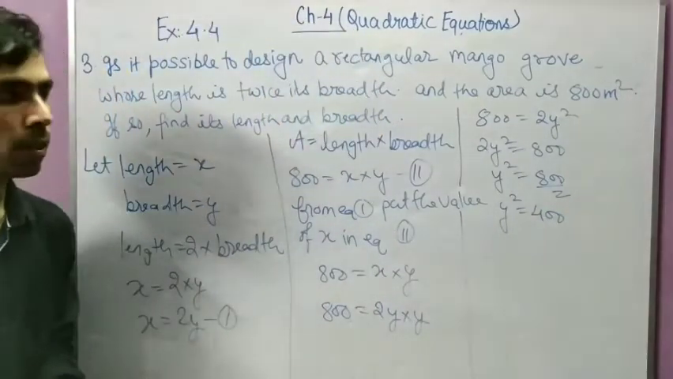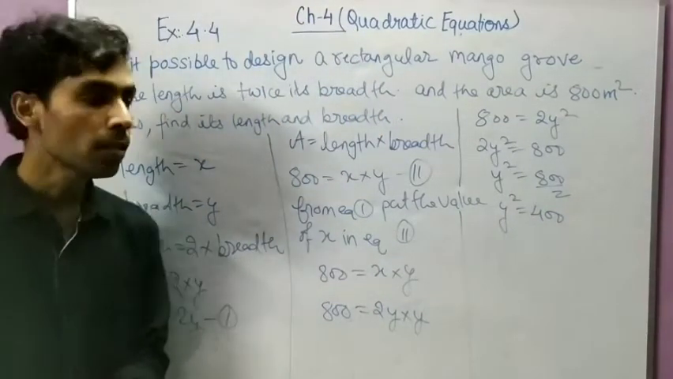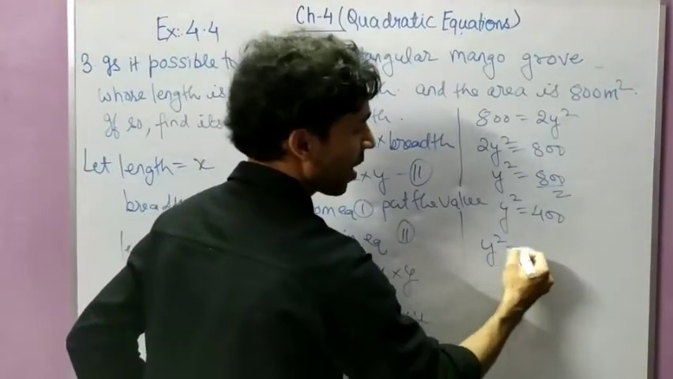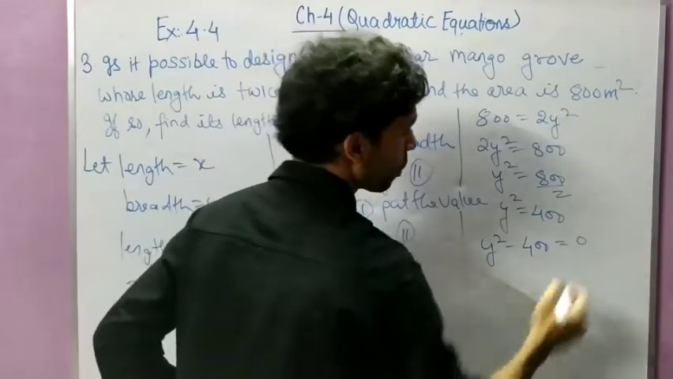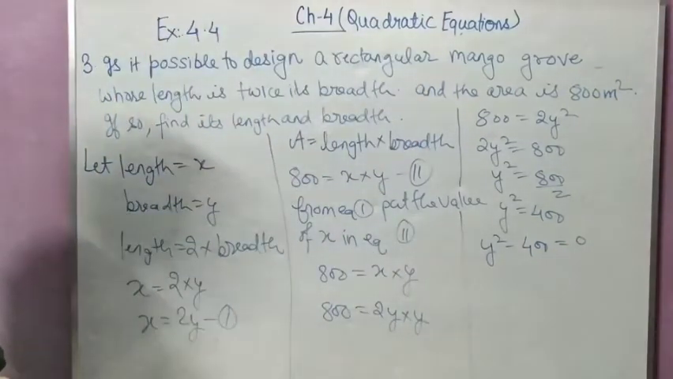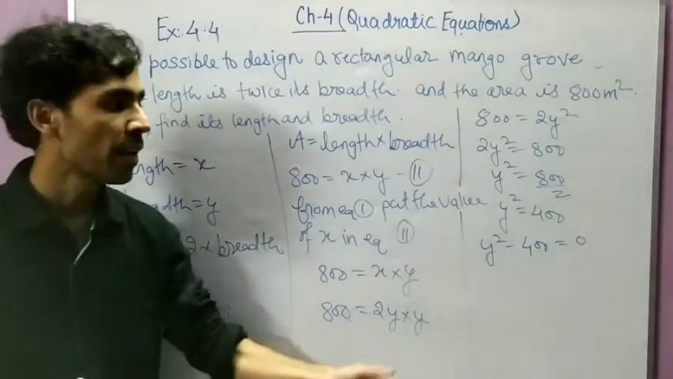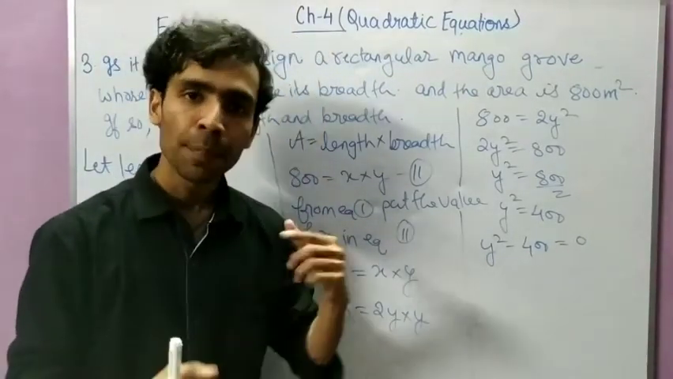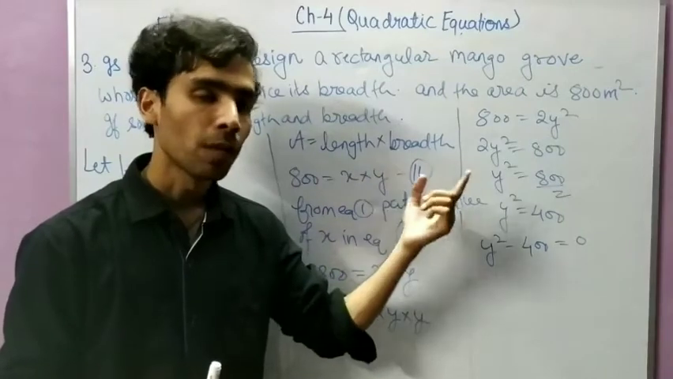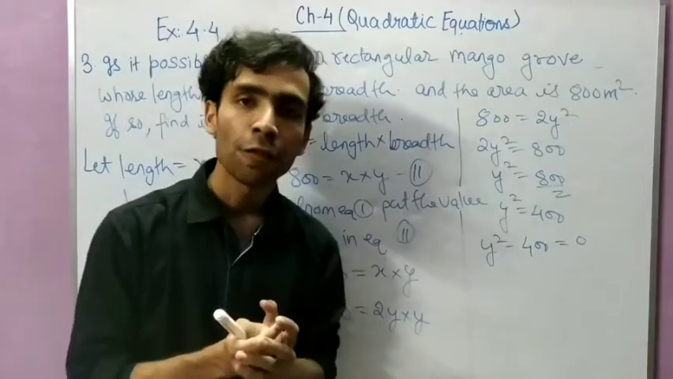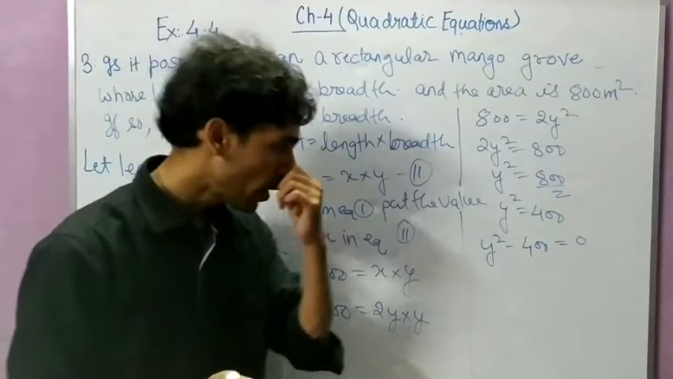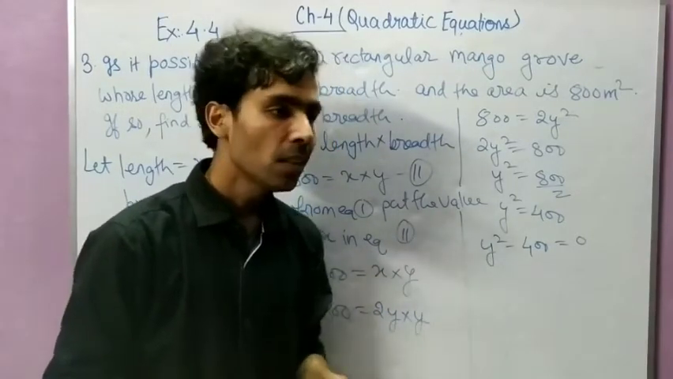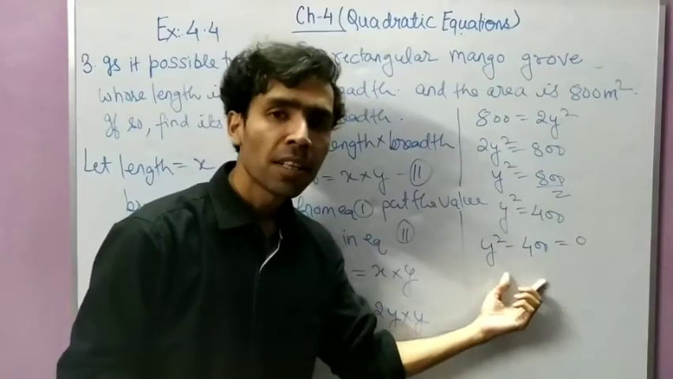Are you getting my point, students? Now transfer this to this side, so we will get y square minus 400 equal to 0. Now the question is, can we form that type of rectangular grove? For that we have to find its D. See students, it is a quadratic equation because the degree is 2, and we will compare this with the general form.